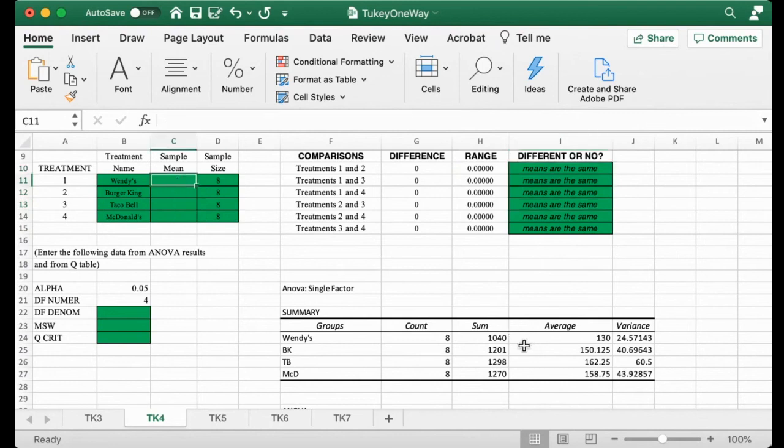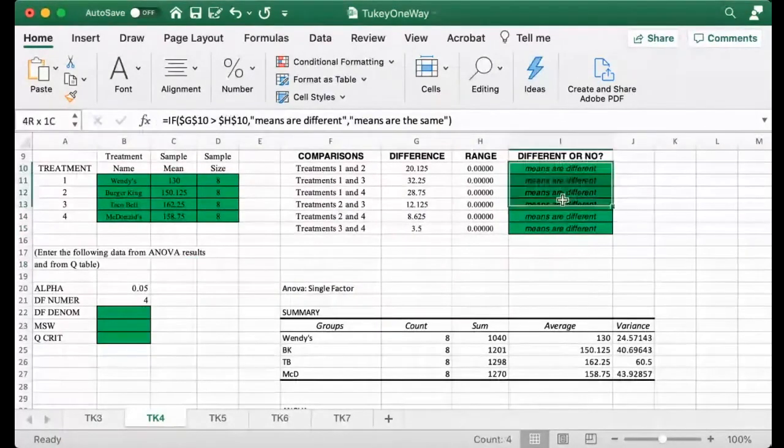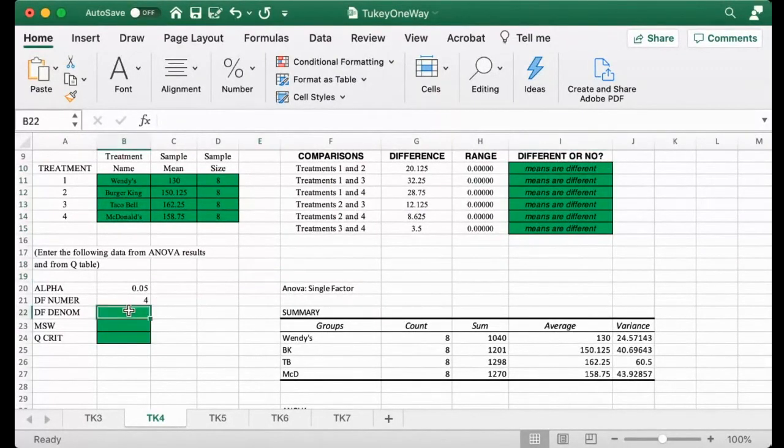Sample mean. I need to type in these values right here. Average. Those are my X bars. So maybe you can cut and paste. I don't know, it may work. 150.125. Make sure you do the right ones for the right group. 158.75. All right. We'll come back to these in a minute because this is going to give us the final result. Now we need to fill in these over here, then we're done.